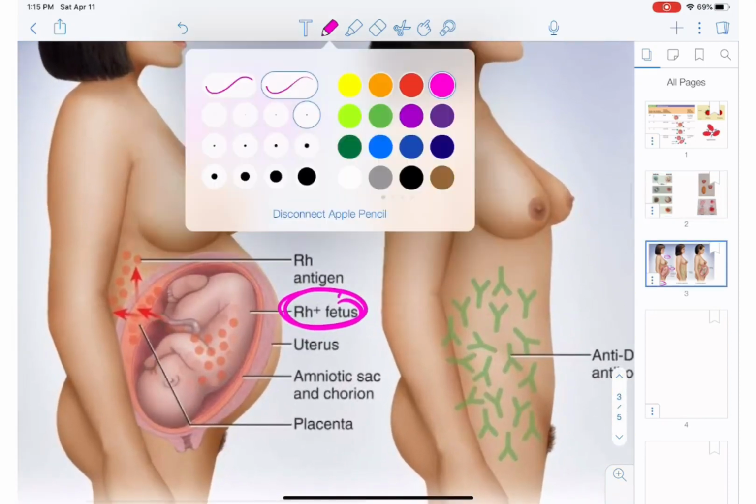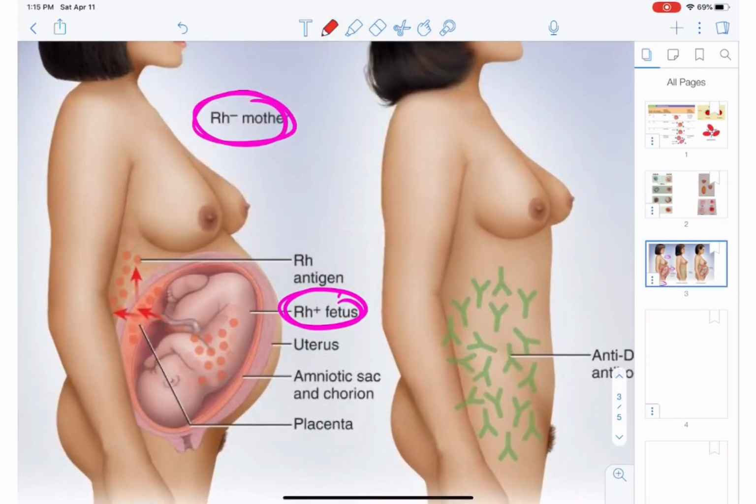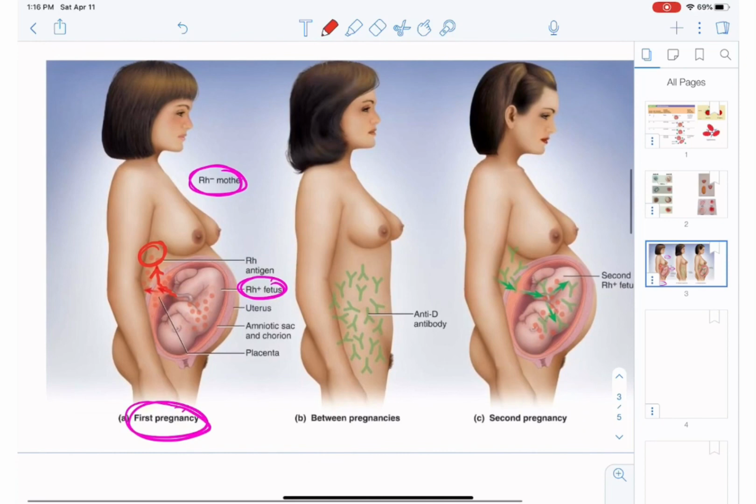And what can happen is that during birth, when the placenta separates, some of this blood from the RH positive fetus can get into the bloodstream of the mother. Now, something that's different about the RH factor is that the body doesn't start producing antibodies until it's initially exposed to it. That's not the case with the anti-A and the anti-B antibodies. So what happens is that after this first pregnancy, the mother starts producing these anti-D antibodies.